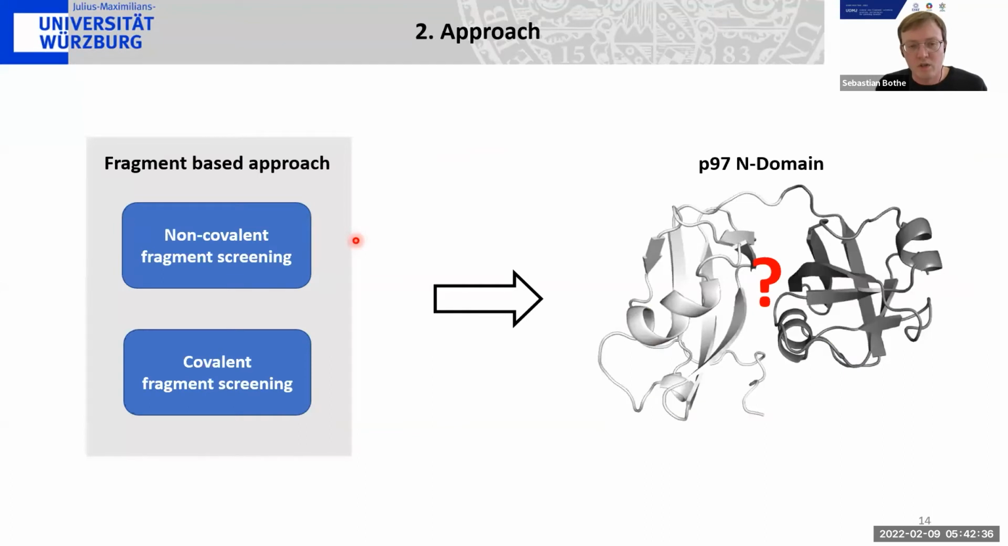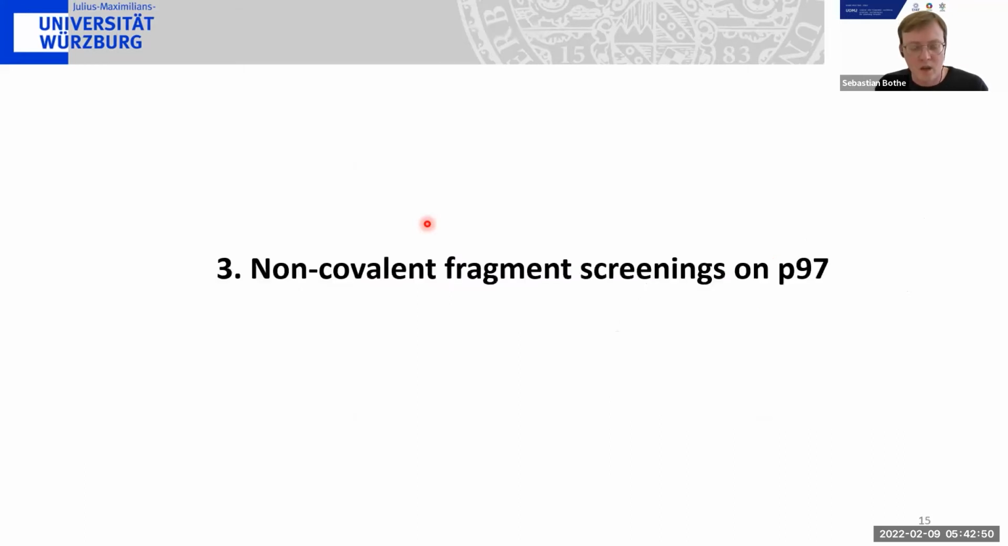So our approach is a fragment-based approach to first define chemical starting points, and then, of course, synthetically grow them, and in the end, hopefully get such a protein-protein interaction inhibitor. So I want to now give a brief summary of our results we have got so far.